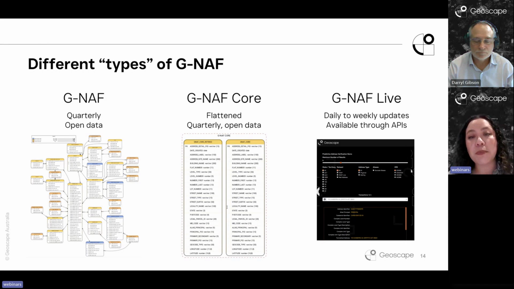However, if you're just doing a simple analysis of addresses, so for example, you're just looking to see how many addresses fall in a certain area, or you're just looking at a simple spatial intersect, or if you're not as comfortable or experienced working with complex data, then G-NAF Core is probably going to be more suitable for you because it's easier to work with.